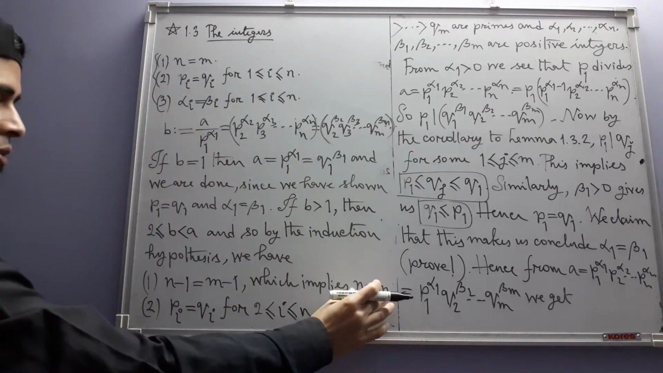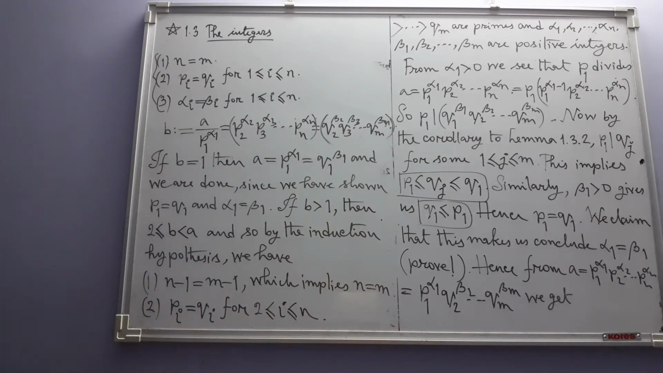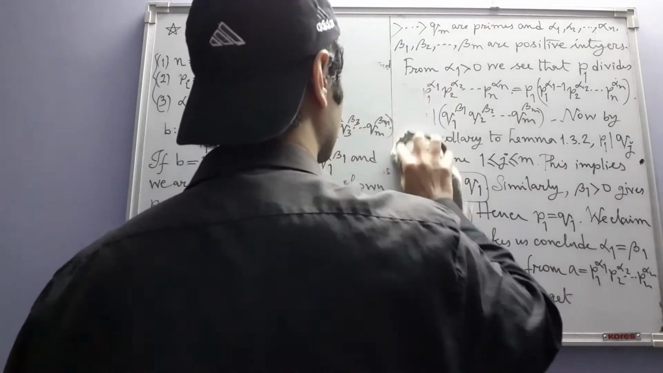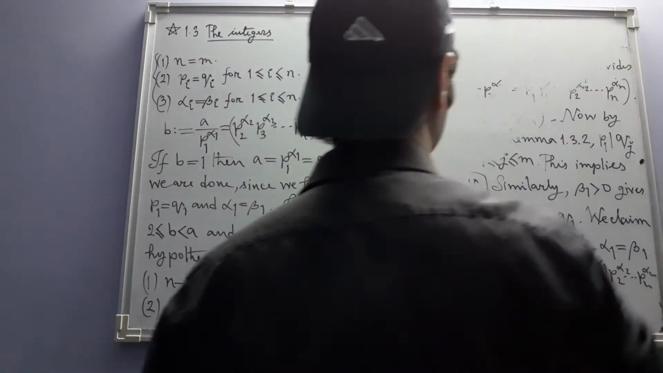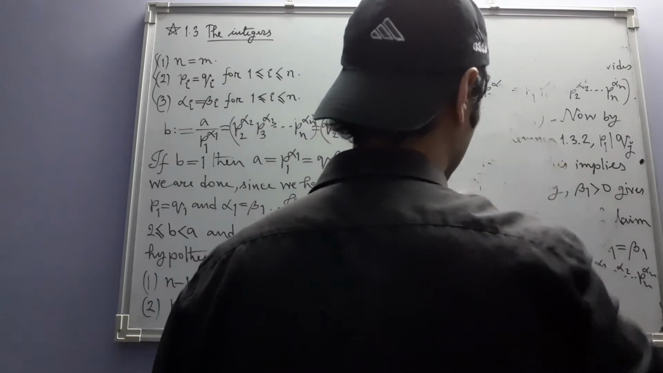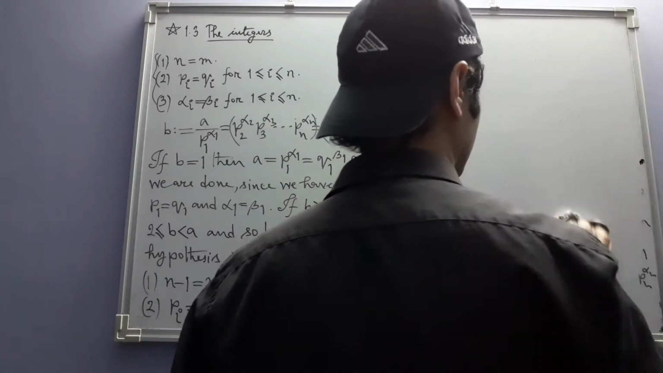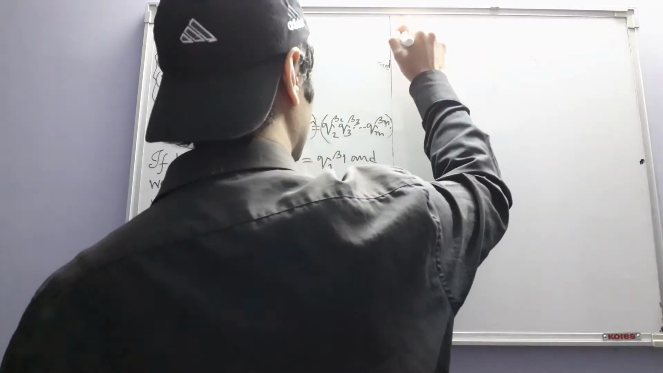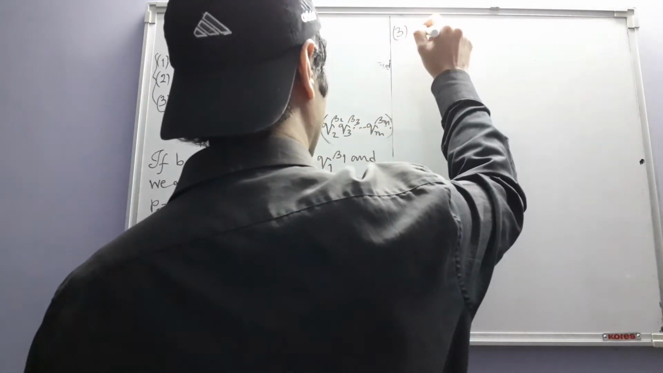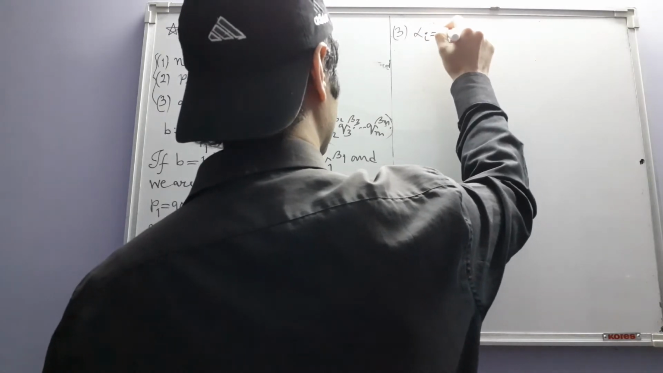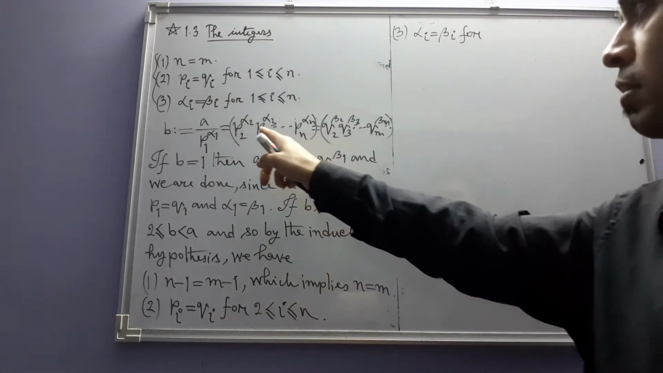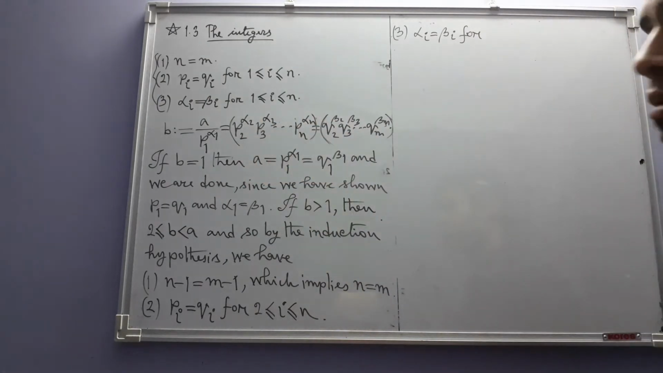Okay, after having this n equal to m, this statement makes sense. We have that many Qi's as we have Pi's. And the third one is just this: alpha I is equal to beta I for I varying from 2 to n.